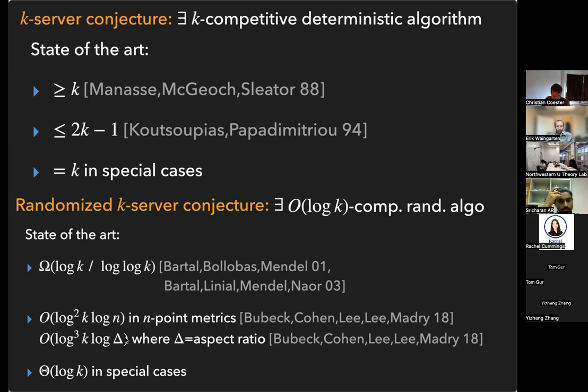But both of these upper bounds are relatively recent. We've only had a polylogarithmic algorithm since, I think, about 10 years ago or something. So it took a lot of time to get any polylogarithmically competitive algorithm. And here also for many special cases, it is known that the competitive ratio is exactly log k. So for many special cases, this randomized k-server conjecture is known to be true, but it has remained open for the general case.